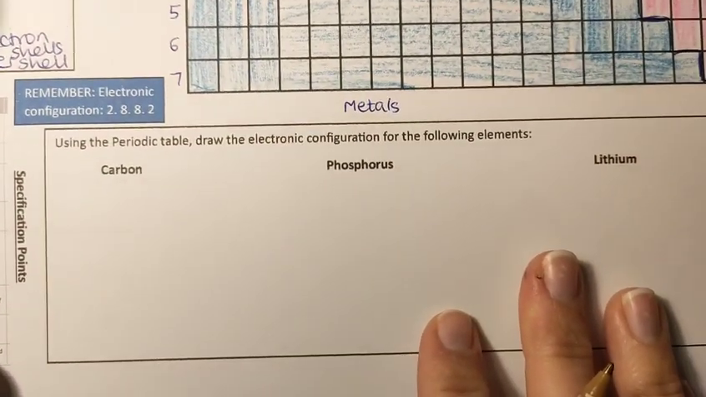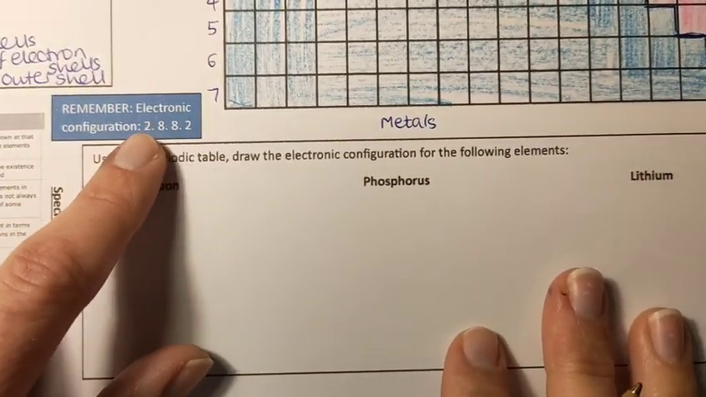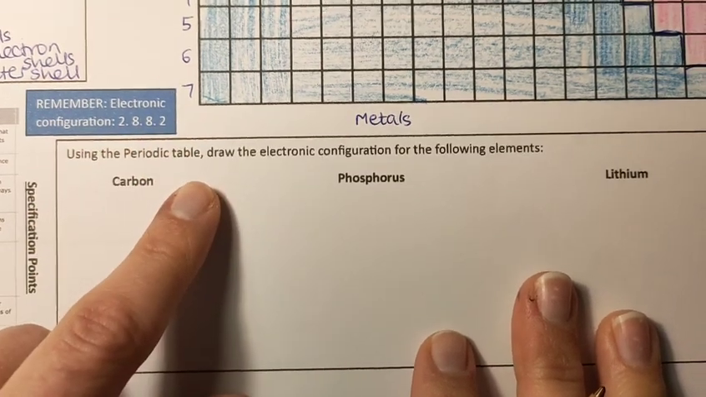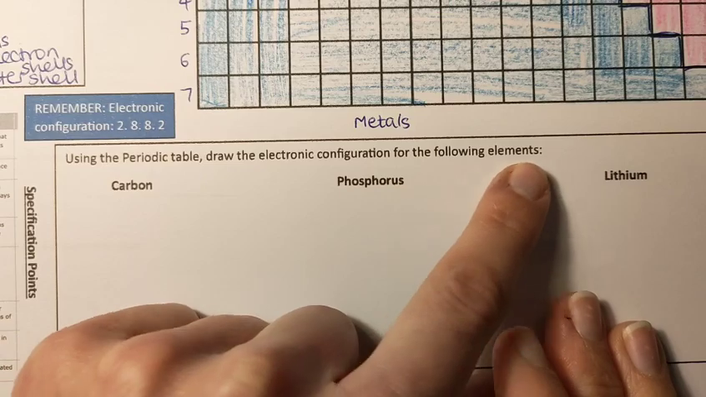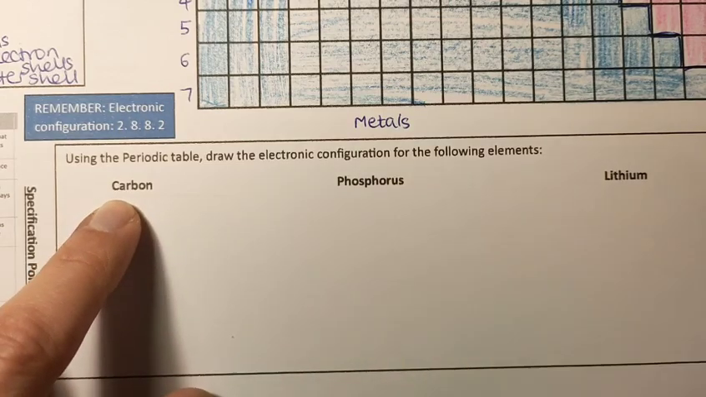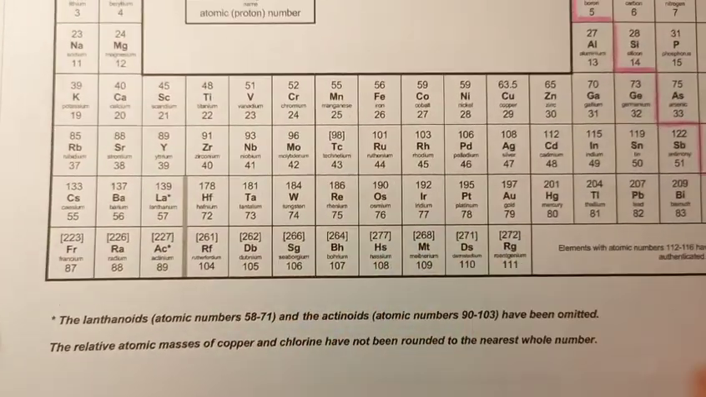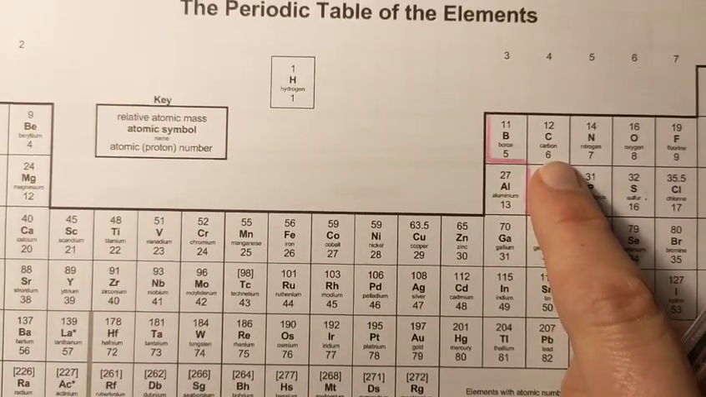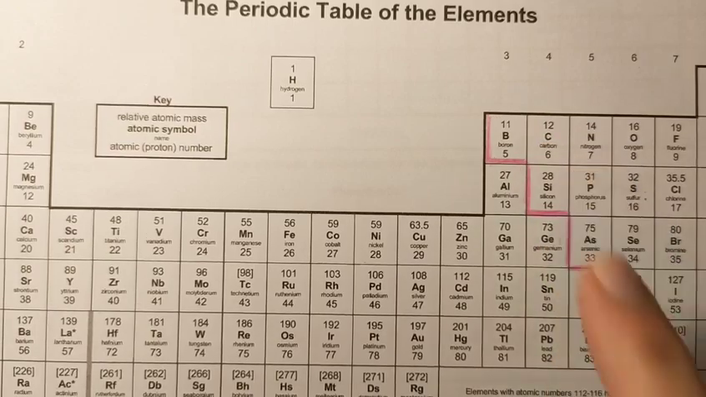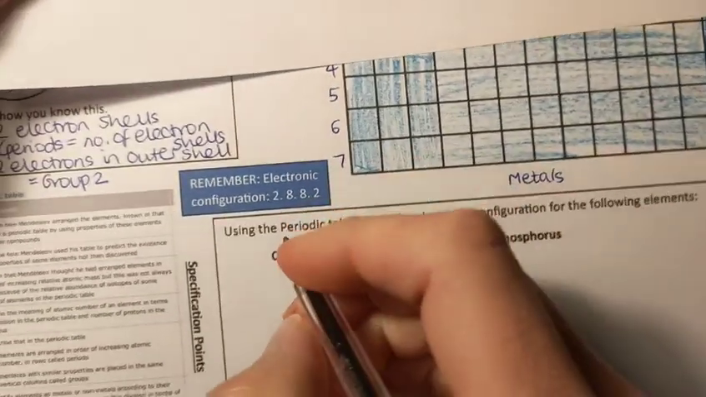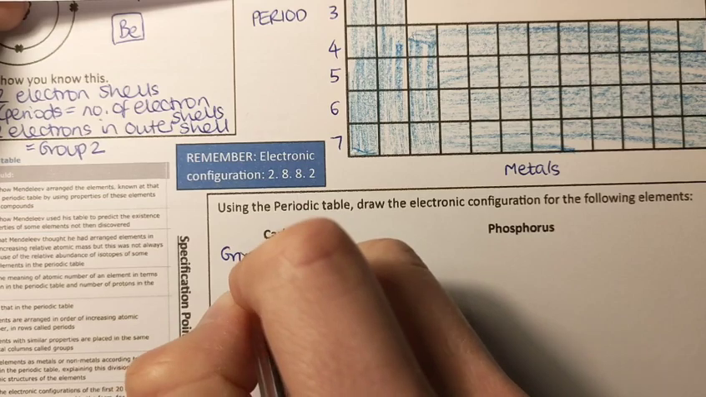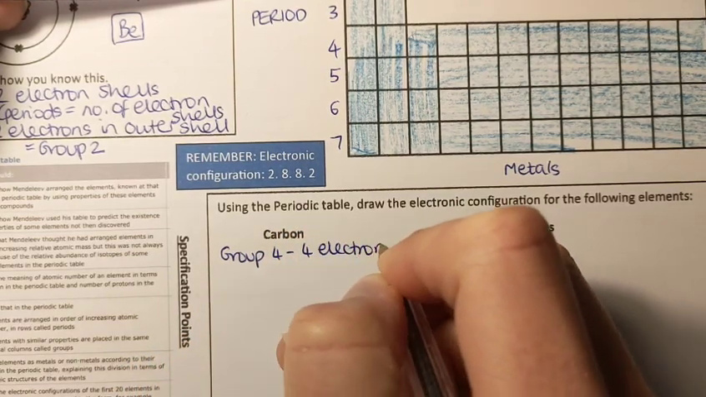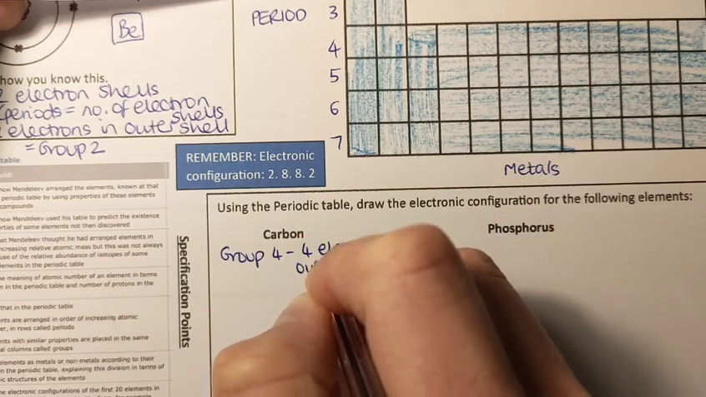Okay, so next one then. Remember, key thing, electronic configuration is 2, 8, 8, 2. So using the periodic table, draw the electronic configuration for the following elements. So carbon. I'm going to find carbon on here. Carbon is just here. It is in group 4, period 2. So I'm going to write down group 4, so that's 4 electrons in the outer shell.